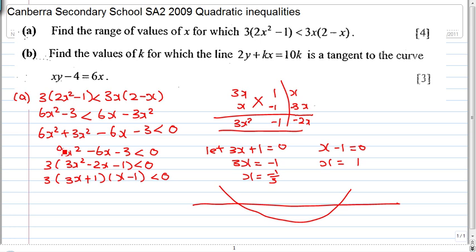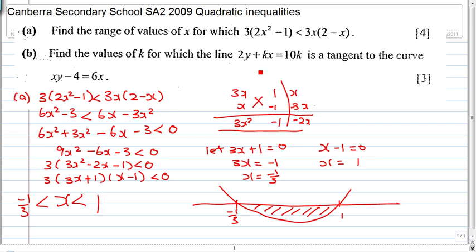If the coefficient is negative, it is a sad shape. It looks like that, but since the coefficient is positive, it looks like that. So this is minus 1/3, the leftmost intercept, and the rightmost intercept is 1. Since they want the part of the curve that is less than 0, the answer is x is greater than minus 1/3. The answer is depicted by the shaded region: greater than minus 1/3 and less than 1.